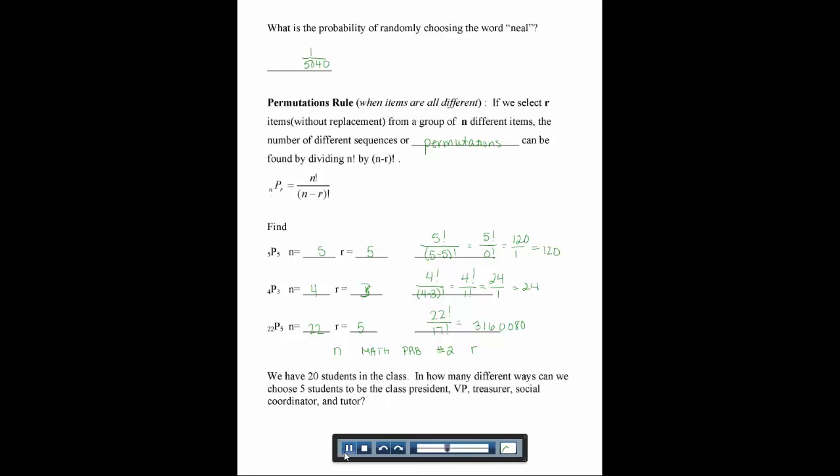So it says we have 20 students in the class. And how many different ways can we choose 5 students to be the class president, VP, treasurer, social coordinator, and tutor? So here we're arranging them in these different offices. So we have 20 students. We're permuting them, and we're choosing 5. So 20P5, which you can do in your calculator. Okay, so just for these 5 offices and only 20 students, there are 1,860,480 ways that these offices could be chosen.